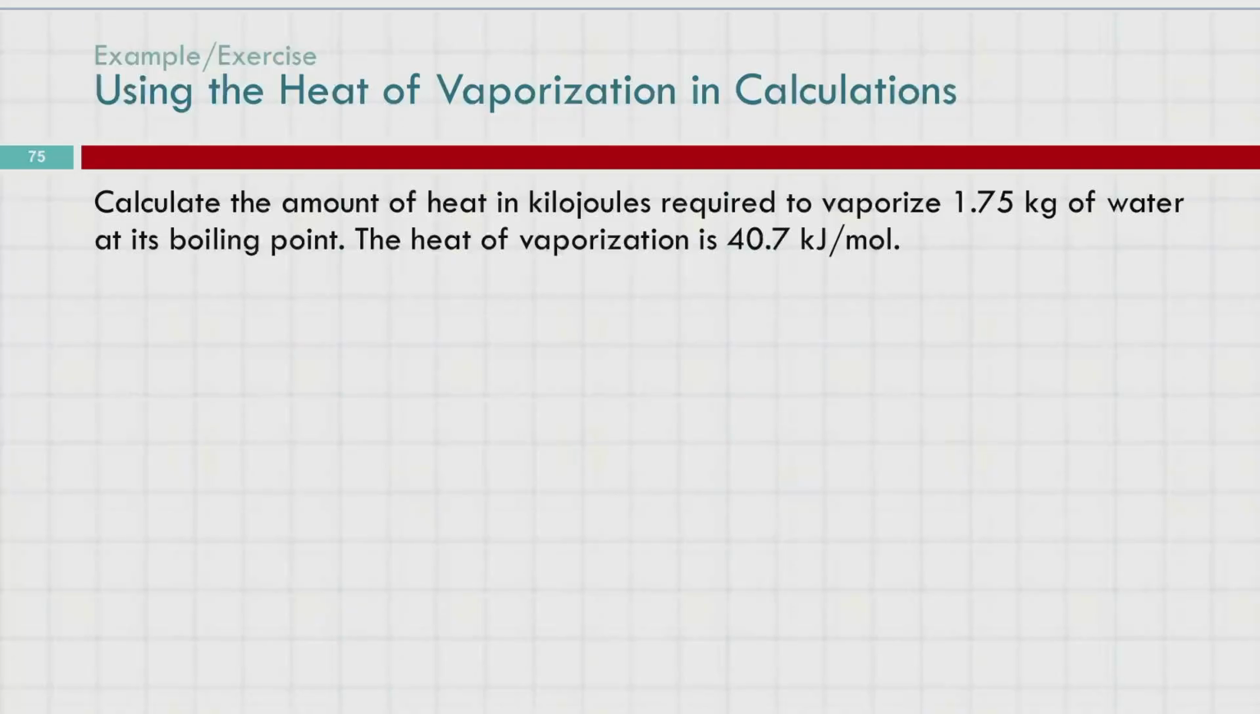Calculate the amount of heat in kilojoules required to vaporize 1.75 kilograms of water at its boiling point. The heat of vaporization is 40.7 kilojoules per mole. So we are looking for heat in kilojoules. We are given 1.75 kilograms of water, and we are also told the heat of vaporization. Again, we're given the per mole part. We won't necessarily have that on an exam.